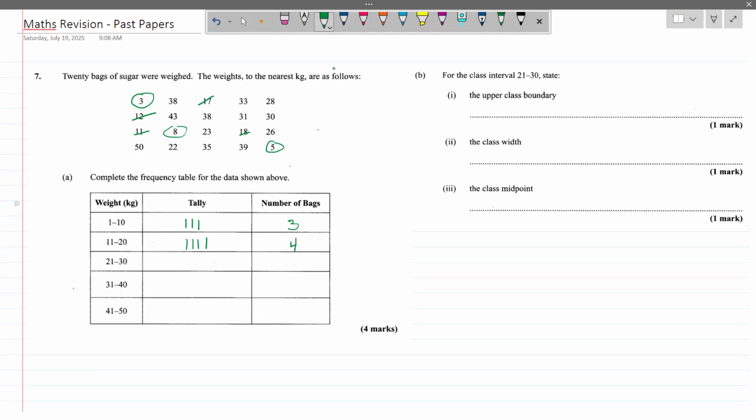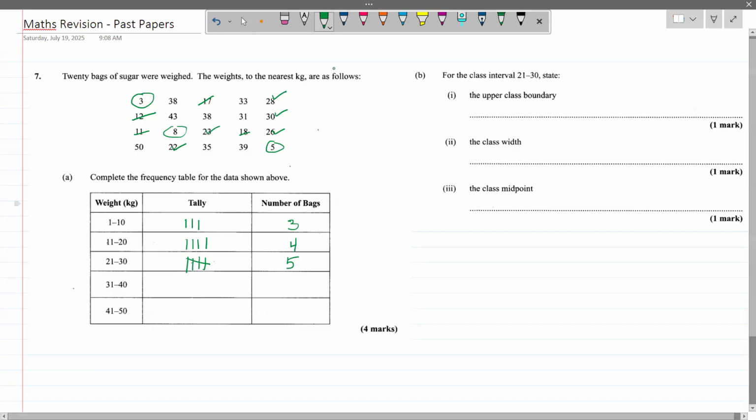Right, let's just double check that we didn't miss any others. Nope. Right. So between 21 to 30, let's see. 21 to 30, this is going to fit that. This one, this one, this one. So I have 1, 2, 3, 4, 5. Right, now in the tally column, when we have 5, we will draw it like this.